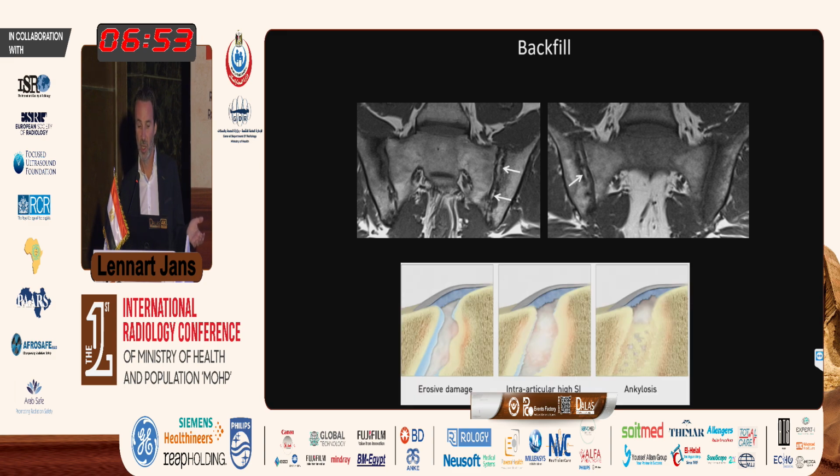And why is this? Well, this is the stage in between erosion. So we start with erosive damage, and then we have the filling up back again of these erosions, so backfill. And this has got a lot of protein and maybe a bit of calcium in there. So this is the intermediate stage with high T1 signal, which will evolve into ankylosis. So if you see this in one of your patients, high T1 signal in the joint space itself, well, this is very, very specific of your patient having spondyloarthritis.